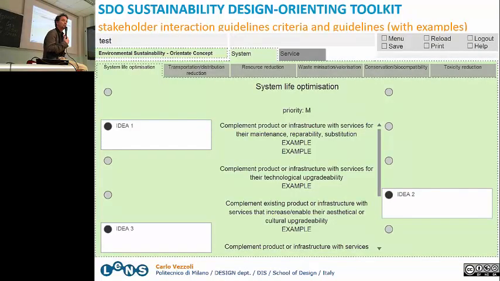This is one of the tools that you will be using. It's called the Sustainability Design Orienting Toolkit. This is one part of the tool. There are idea generation tables on system level. You can see there are the 6 criteria that I just mentioned. And inside you will find the guidelines that will be explained later with a link to the example.